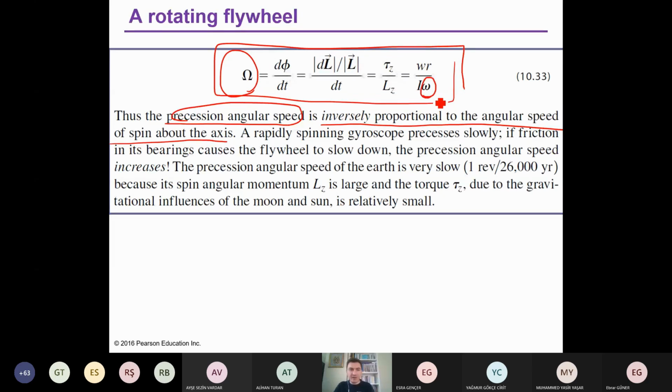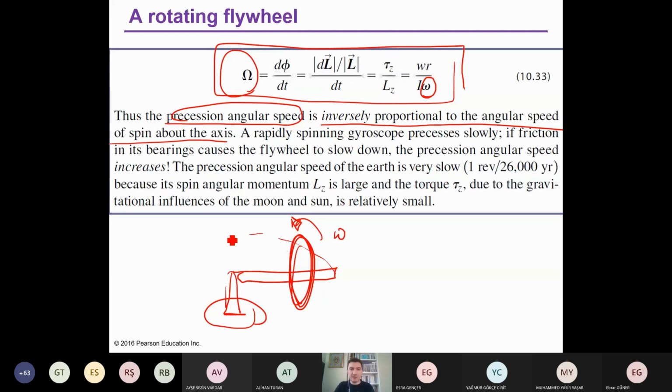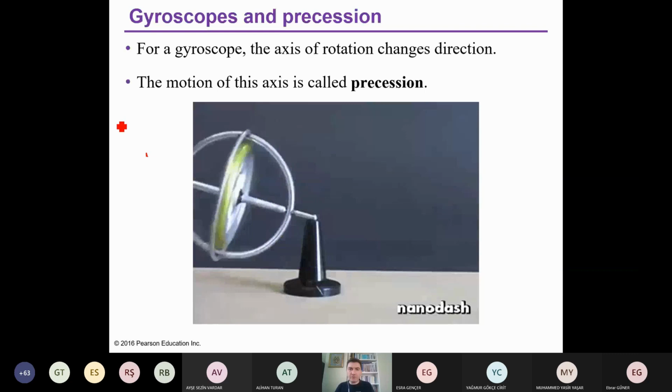Let me draw here. Again, this is the pivot, okay? And this is the another axis. This is the flywheel, and this has certain angular speed omega, and this is also rotating around the pivot, and it has certain Omega angular speed. And this Omega is inversely proportional to this omega. If this omega is huge, then this Omega will be very small, okay? A rapidly spinning gyroscope precesses slowly. So look at this one here. So remember the formula.